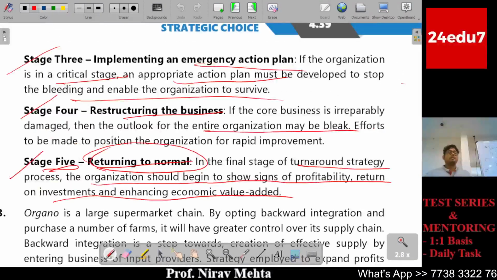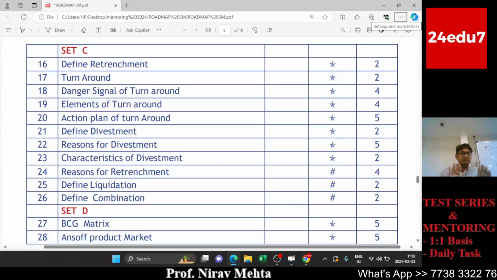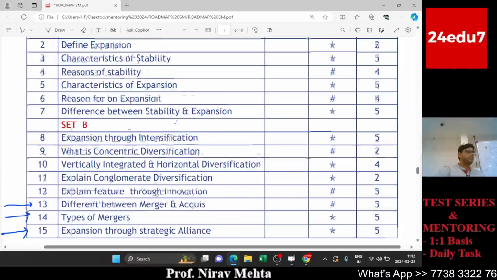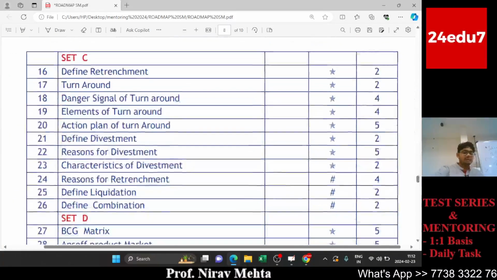Then implementing an emergency action plan, restructuring the business and returning to normal. This we have done from the case study as a question and answer. The case study is pending, consider it like that. Are you getting my point? Now your entire set C is done. See here, set A fully done, set B fully done, set C fully done. Now what do you think? Will a single question not come from these A, B, C? Think like that. One question will come.